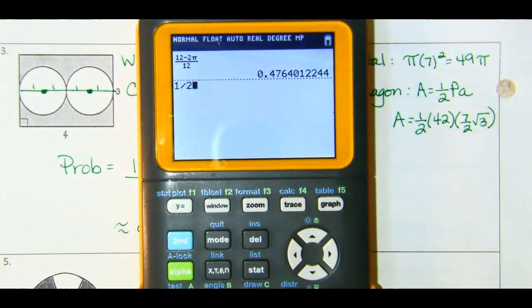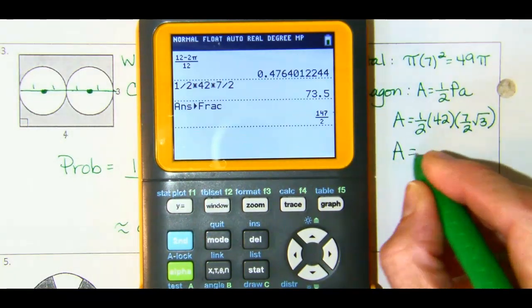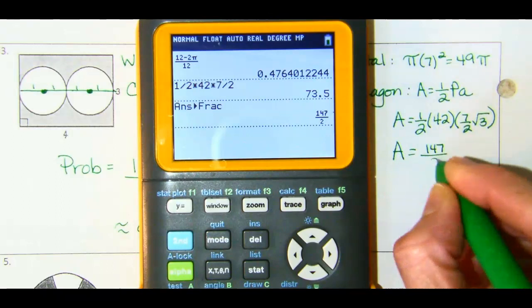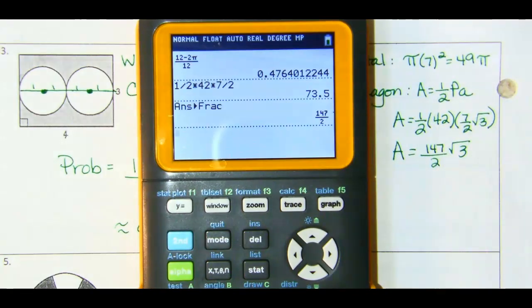We're going to say 1/2 times 42 times 7 halves. And that's going to give me 73.5. So I'm going to actually express that as a fraction. And we're going to say that this area is 147 over 2 square root 3. It's just easier to write that down than to write the decimal down again.